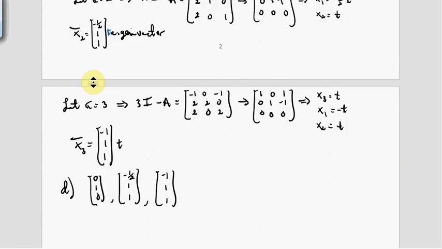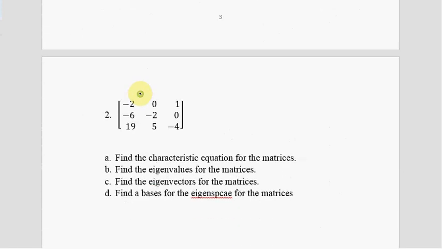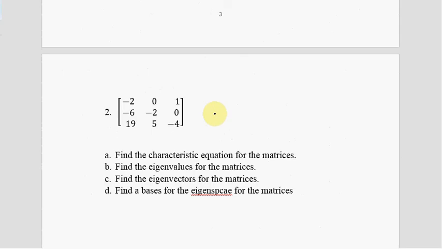Now, number 2. Number 2 is pretty decent. Try your hand at that. I don't have time to work it. But the problem on the test will look like number 1, okay? It is way more straightforward than this one.